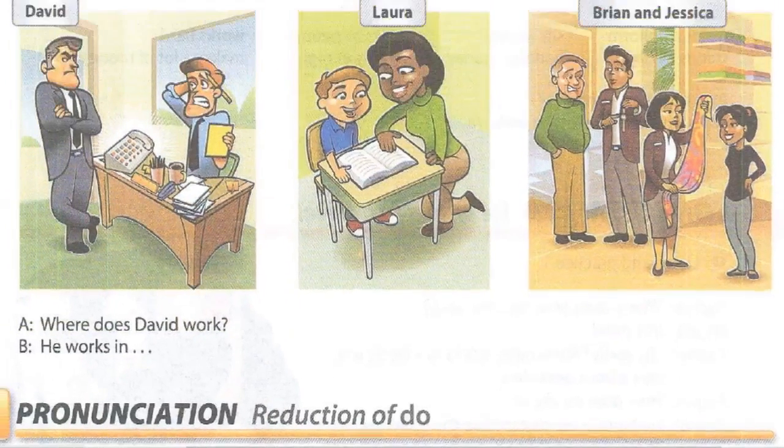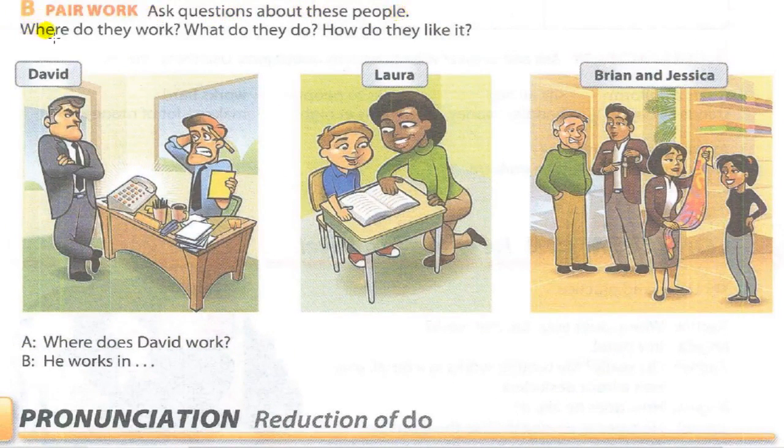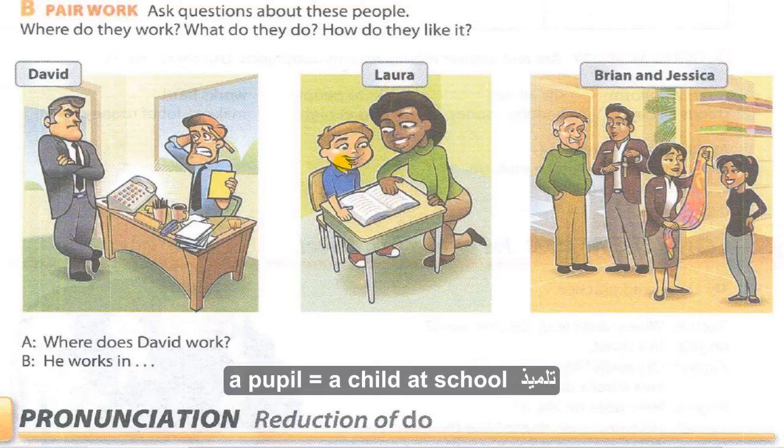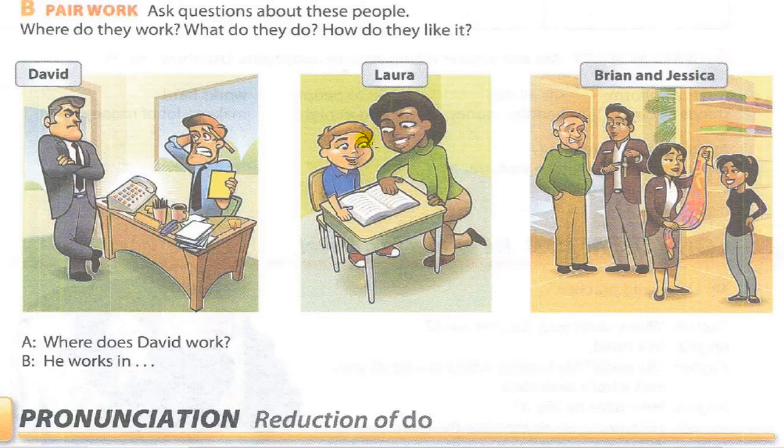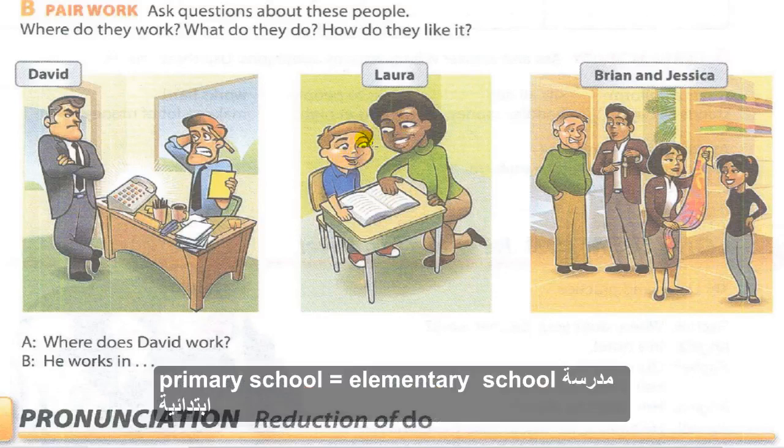B. Pair work. Ask questions about these people. Where do they work? What do they do? How do they like it? Example, Laura. Look at the picture: a boy, a young lady, a book. What does Laura do? Laura is a teacher. She teaches pupils. She works in a primary school. She works in elementary school. Elementary is American, primary is British.